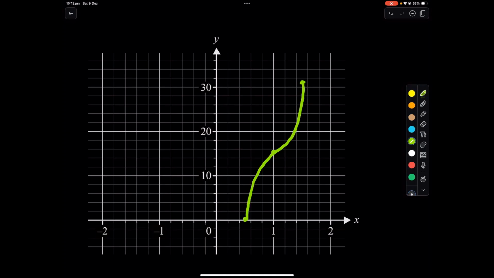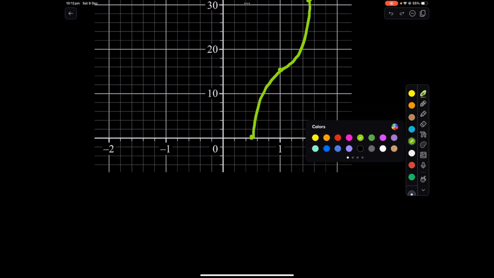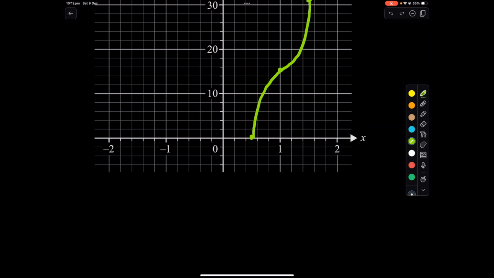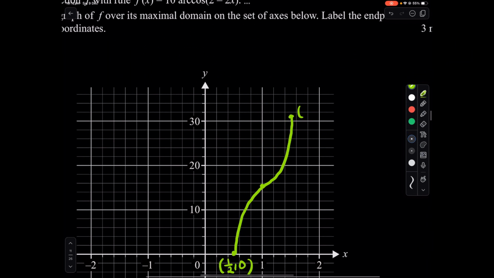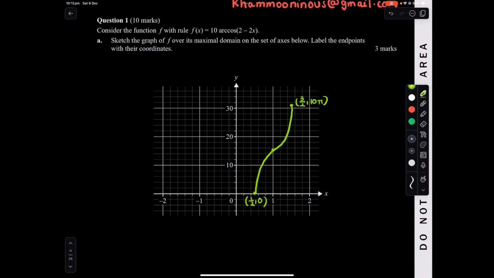Let's do that. So this coordinate here would be (1/2, 0). I'm going to make this smaller. Here we go. And this coordinate here would be (3/2, 10 pi). Nice. Pretty much, these are your endpoints. That should give you 3 marks.